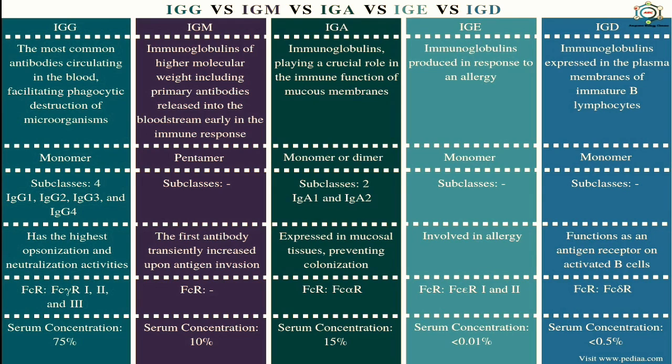IgE is an immunoglobulin produced in response to an allergy. Structure is monomer, involved in allergy, and the serum concentration is less than 0.01%. Here IgD is an immunoglobulin which is expressed in the plasma membranes of immature B lymphocytes. Structure is monomer, functions as an antigen receptor on the activated B cells, and the serum concentration is less than 0.5%. So these are the main differences between all the types of antibodies, that is immunoglobulins.